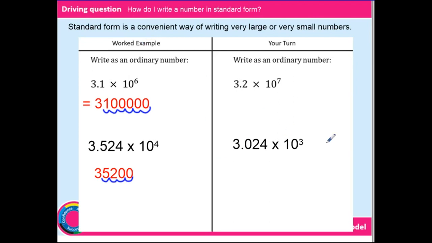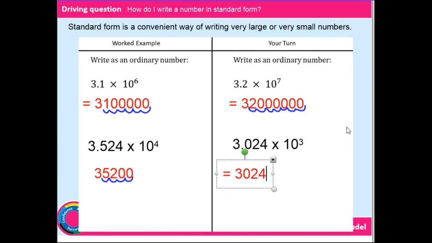Okay, you guys have a go at this. Pause the video and then play when you're ready for the solution. So I'm multiplying 3.2 by 10 7 times. 3.2 multiplied by 10 to the power of 7. So once, twice, 3, 4, 5, 6, 7. Let's check that. 1, 2, 3, 4, 5, 6, 7. Next one, 3.024 multiplied by 10 to the power of 3. One, 2, 3. My little check, do my little loops. 1, 2, 3. Yes, that's correct.